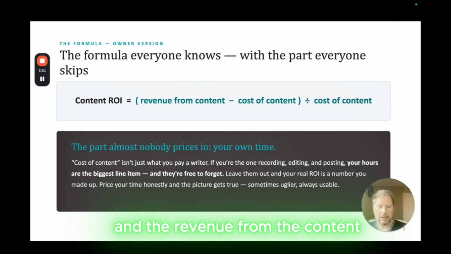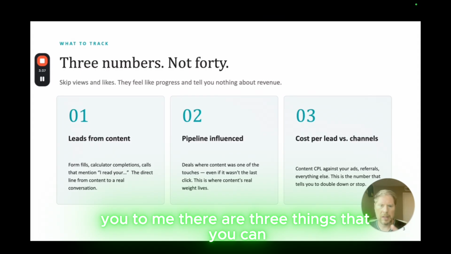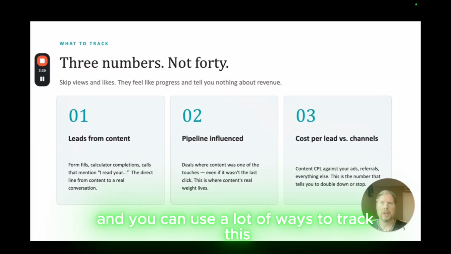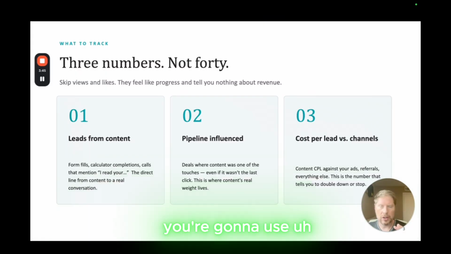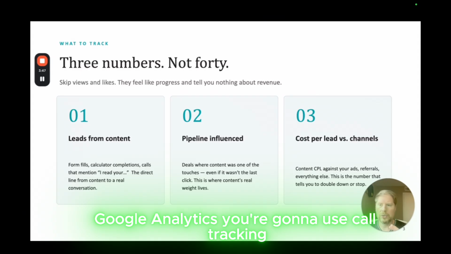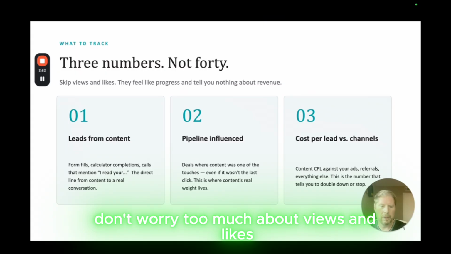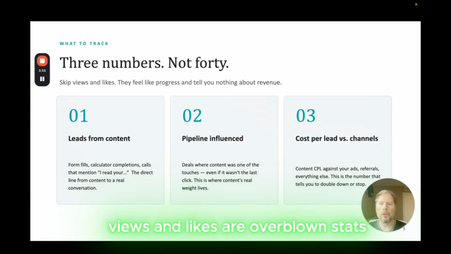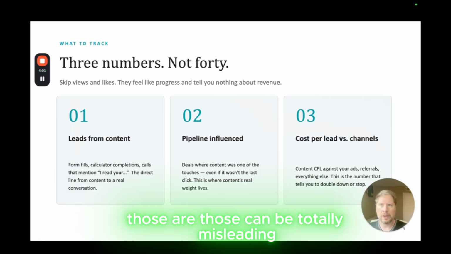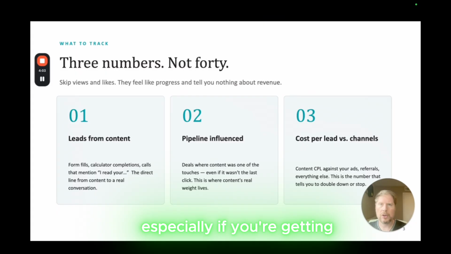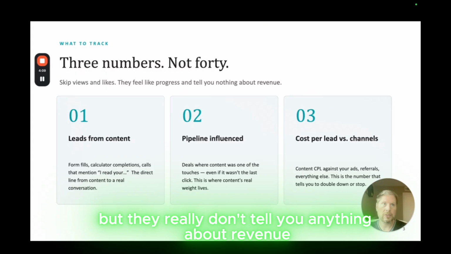And the revenue from the content, let's talk about that. To me, there are three things that you want to track, and you can use a lot of ways to track this. You're going to use your CRM system. You're going to use Google Analytics. You're going to use call tracking. Don't worry too much about views and likes. Views and likes are overblown stats, and they can be totally misleading, especially if you're getting views and likes from the wrong potential client. They may feel like progress, but they really don't tell you anything about revenue.